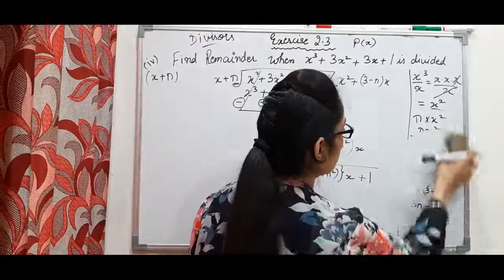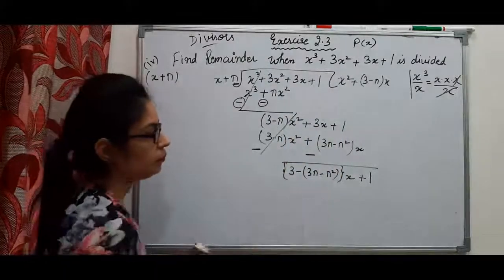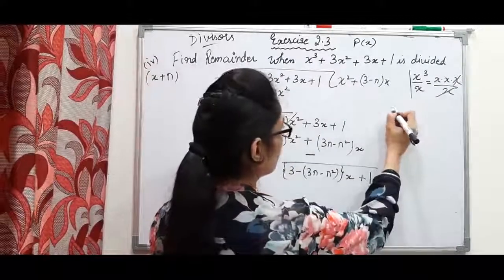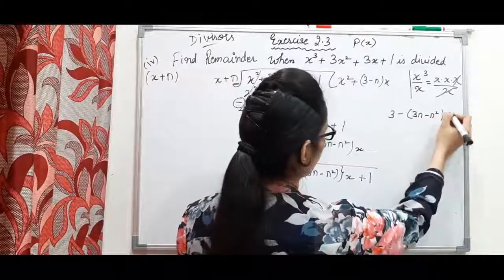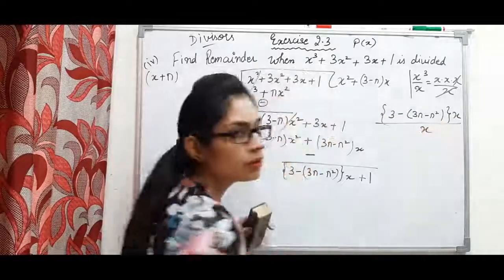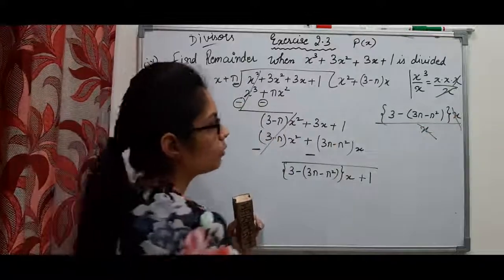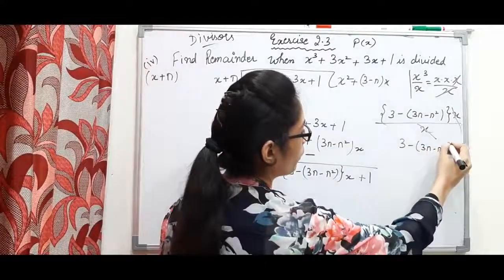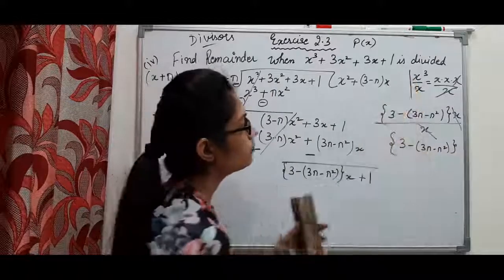Now again same process. This term I have to divide with this. So I will get 3 minus 3 pi minus pi square x, full term it will get divided by x. This x and this x, they will get cancelled. So what I am left with now, 3 minus 3 pi minus pi square, this one. So this you have to write here.